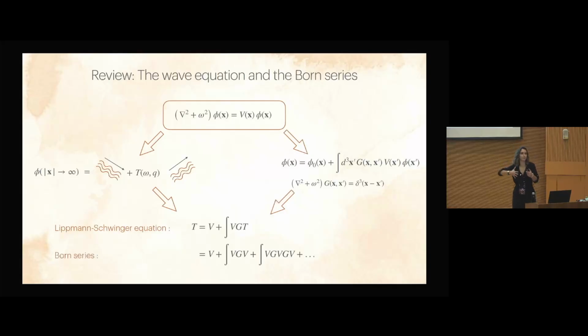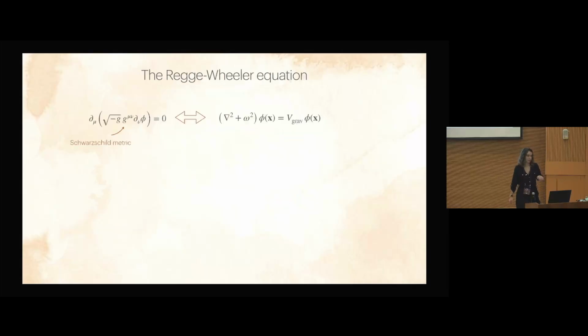So the fact that the Born series organizes itself, the fact that the amplitude organizes itself as a Born series, shouldn't come as a surprise if there is an underlying wave equation. What is the underlying wave equation for this scattering process in gravity? Well, it is the Regge-Wheeler equation, which is nothing but a massless scalar wave, in this case scalar. So this is the equation of motion for a scalar on a Schwarzschild metric.